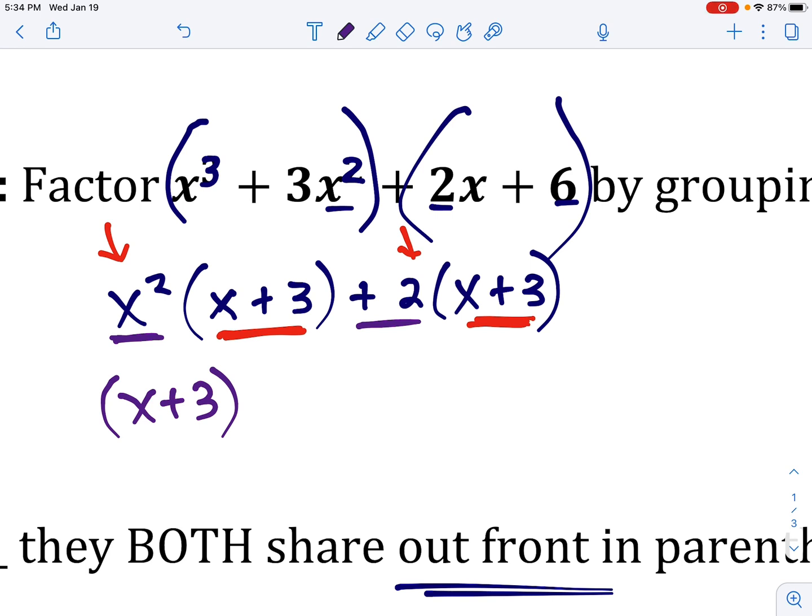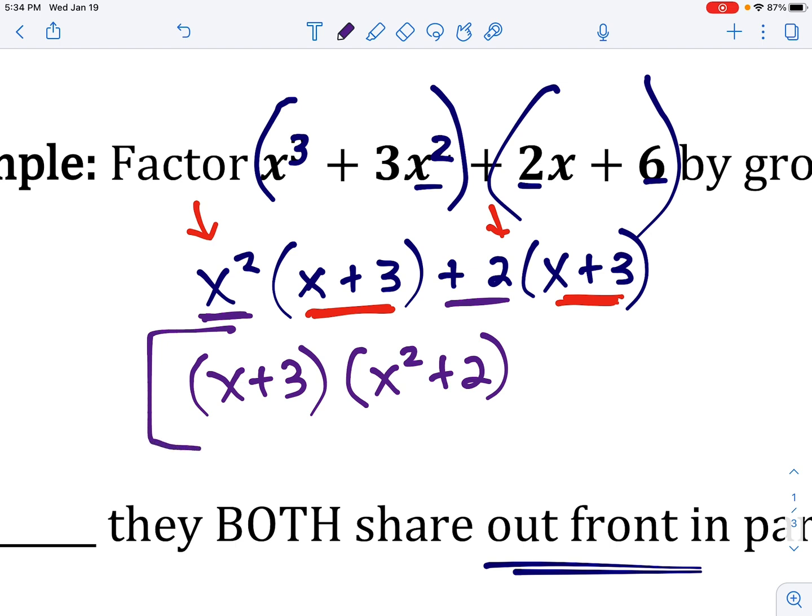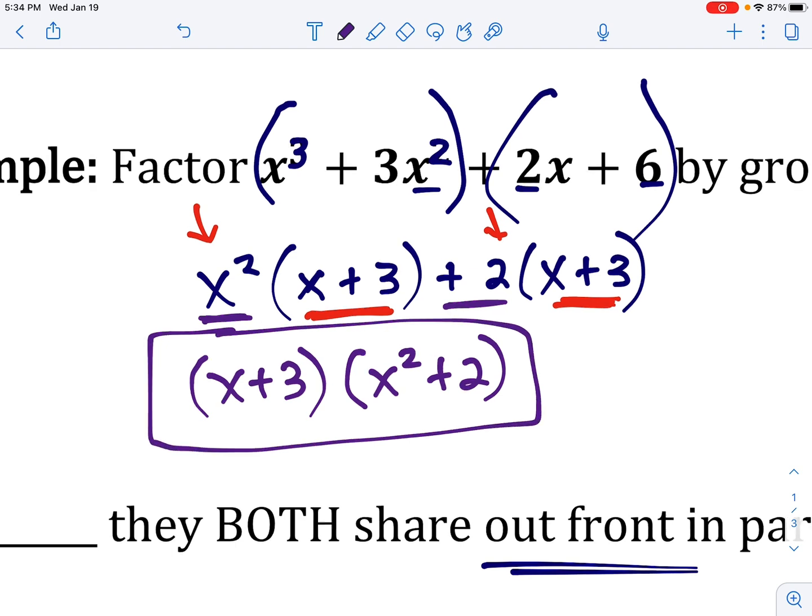So I'm going to put another parentheses, and I'm going to put those 2 together that's left. So I'm going to have an x squared plus 2. That's everything that was left inside or outside. Those are my greatest common factors that I took out. I'm going to put those together and put it in another set of parentheses. So my answer for factoring by grouping is that. So that's my final answer.